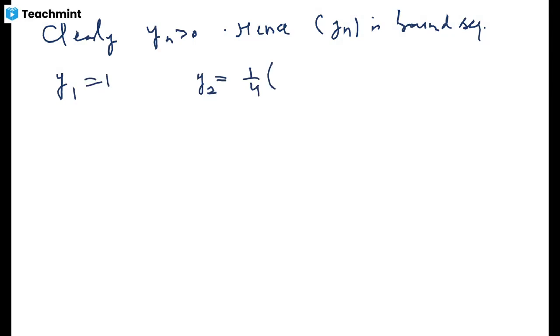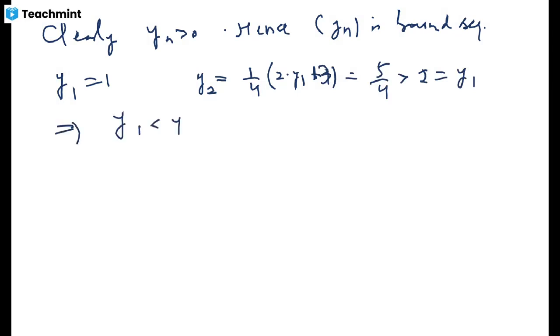And it is 1 by 4 plus 2 times y1 plus 1. And it is what? Yeah, it is 2 times 3. Sorry, it is 3. It's not 1. It is 3. And so it will be 5 by 4. And clearly 5 by 4 is greater than 1. That is what you can say about y1. So in case we have y1 is less than y2.